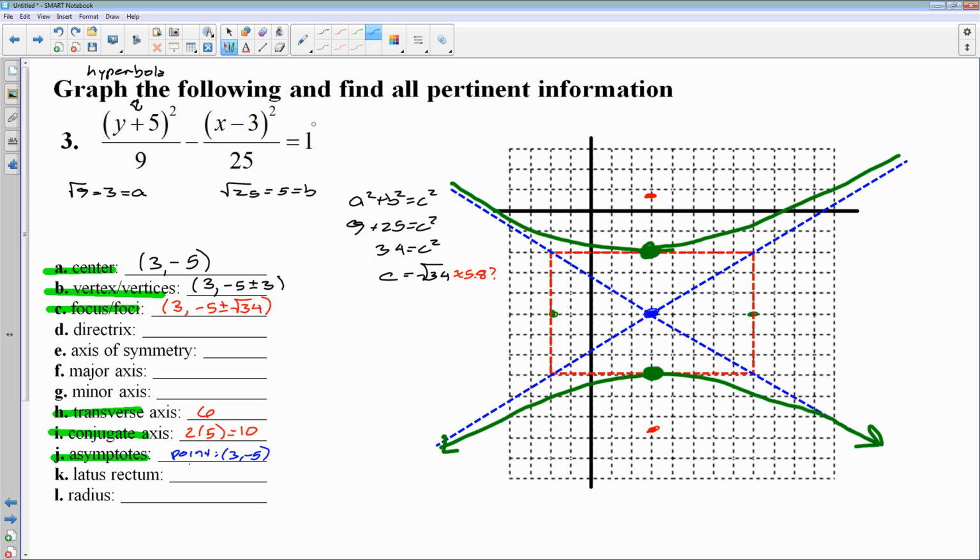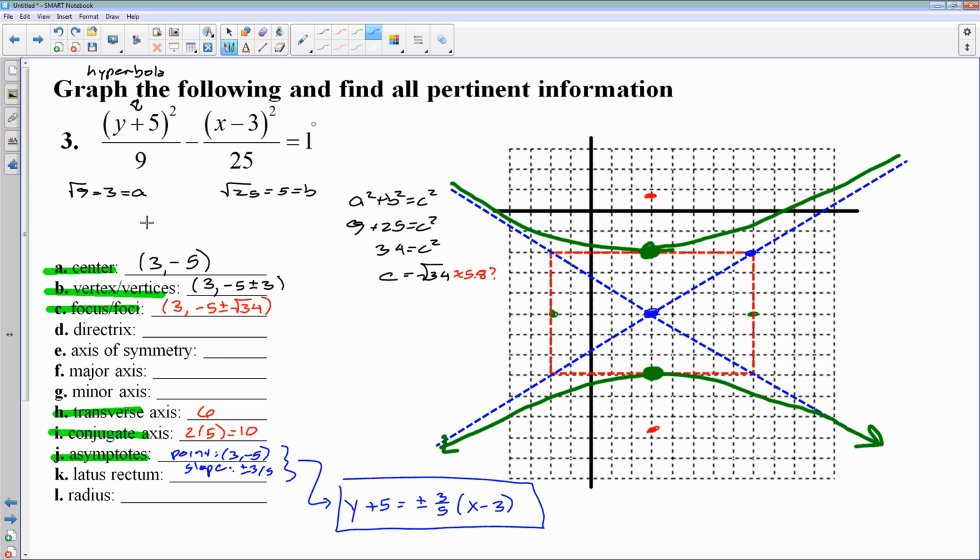So I have my point. Then the slope is going to be from my center to a corner of my box, up 3 over 5. So that's a slope of 3/5. But we also have a negative slope of 3/5 as well. So plus or minus 3/5 is the slope. And then I'll throw it in point slope form. Y minus a -5 is y plus 5 equals the slope of positive or negative 3/5 and a x coordinate of 3. So x minus 3. There we go.